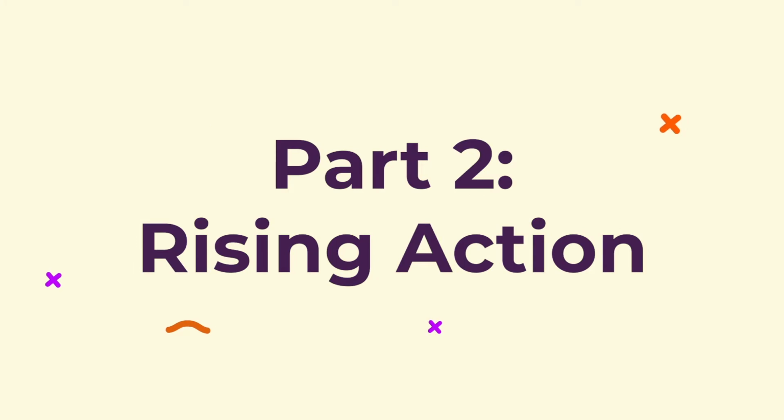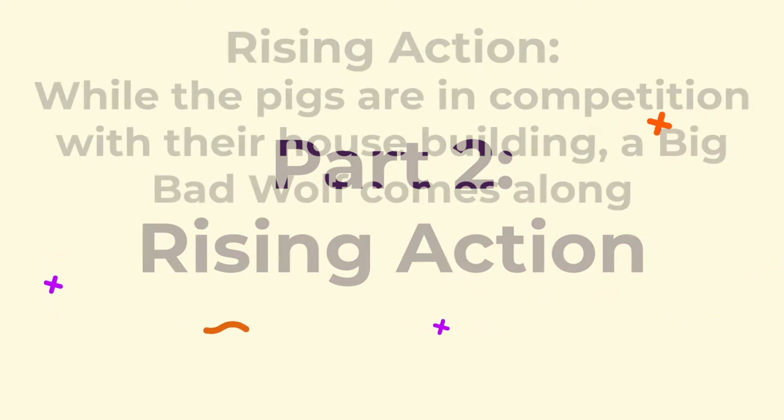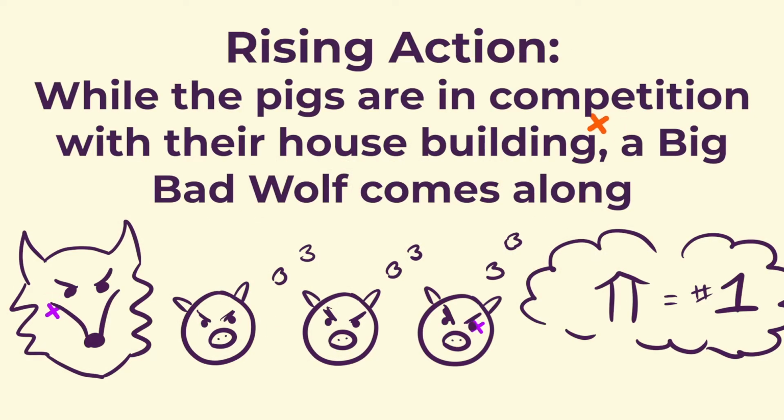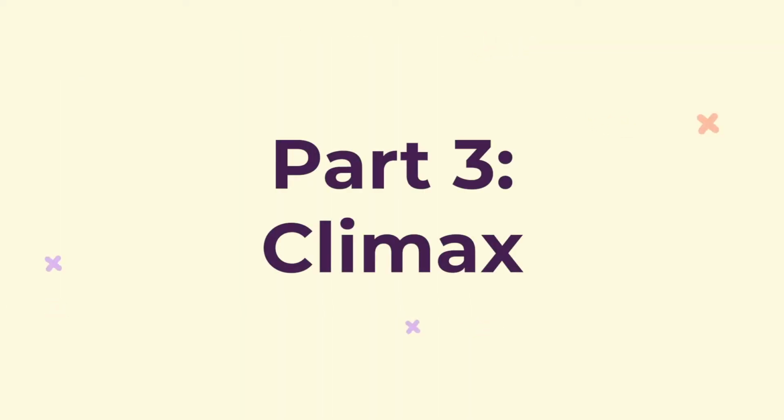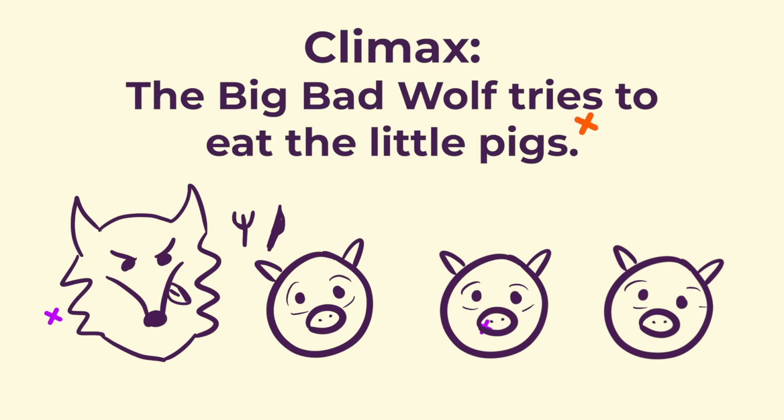The second part is the rising action. The rising action are events that create suspense. This is like the meat of your story, and I would recommend being as descriptive with this part as you can. Our rising action is, while the 3 little pigs are in competition with their house building, a big bad wolf comes along. The third part is the climax. This is the most intense and the biggest part of your story. And for my outline, the big bad wolf tries to eat the 3 little pigs.